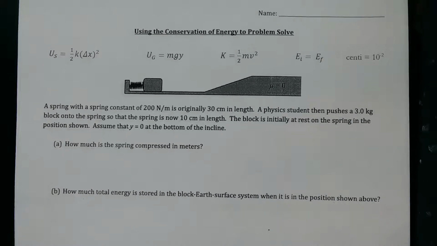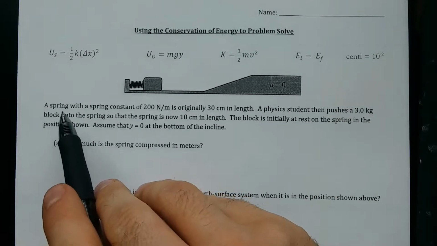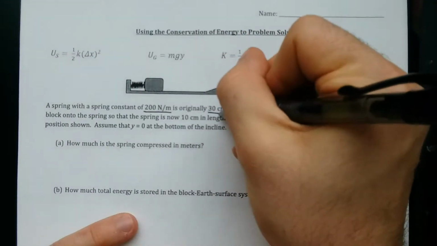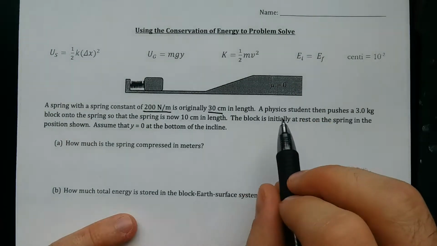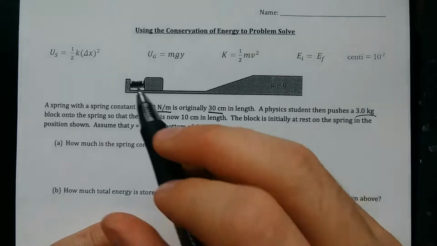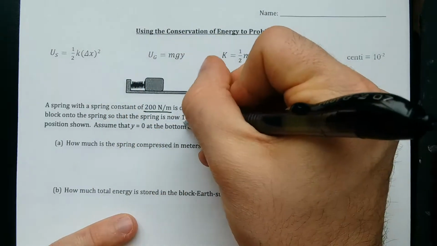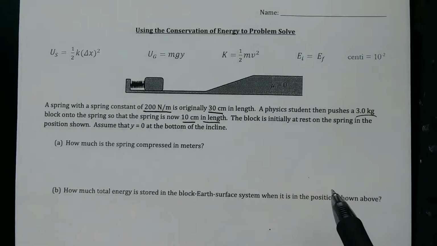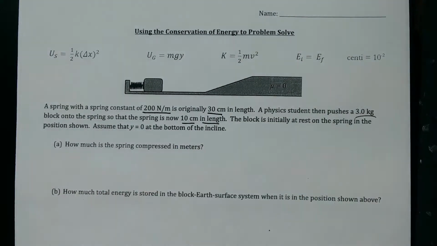Alright, so we are using the conservation of energy to problem solve in this problem. First, we'll just read it out. A spring with a spring constant of 200 newtons per meter is originally 30 centimeters in length. A physics student then pushes a 3 kilogram block onto a spring so that the spring is now 10 centimeters in length. The block is initially at rest on the spring in the position shown, and that's this picture here.